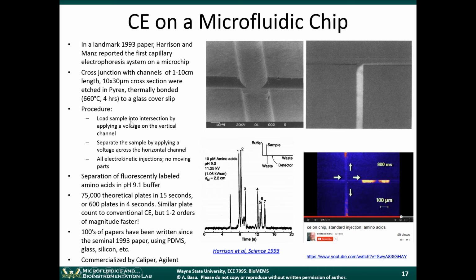So the procedure, you have a cross chip, a cross junction like this. The vertical dimension is used to load the sample. So you start off with the sample up here, and when you apply voltage between the top and the bottom, the sample is loaded vertically into the sample loading channel. And then the second step is you apply voltage between the left side and the right side, and that causes whatever sample you had right at the middle of the junction to get pushed from left to right, and whatever is in that sample, those molecules come out at different speeds, and you do your separation.